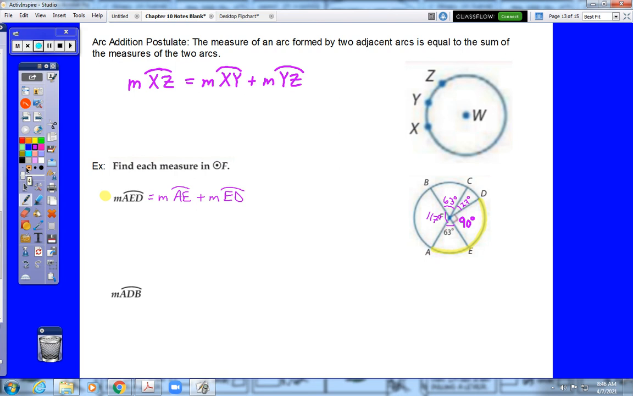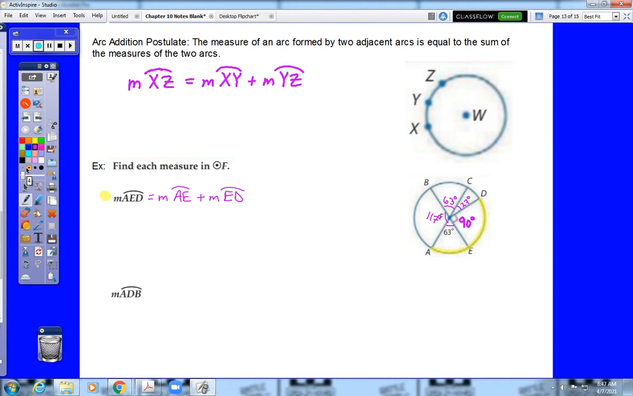So what is the measure of arc AE? 63. What's the measure of arc ED? 90. Add them together, and we have the measure of arc AED. Okay, try the other one. Go.